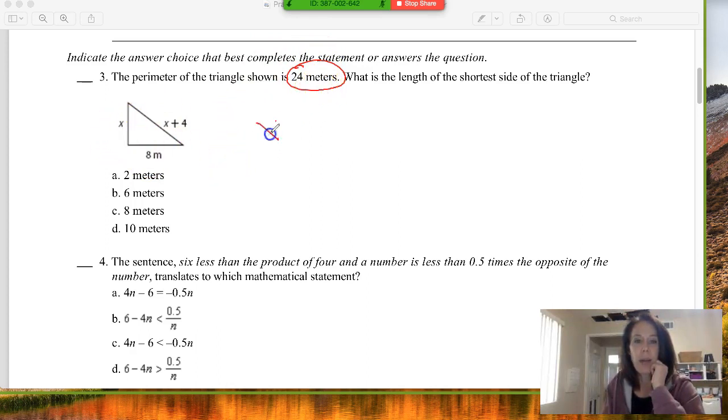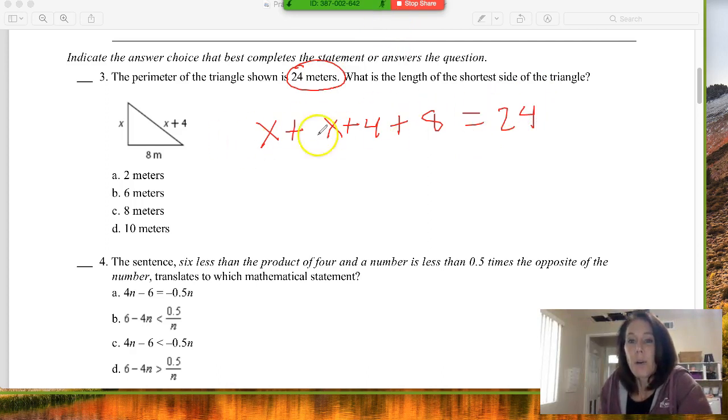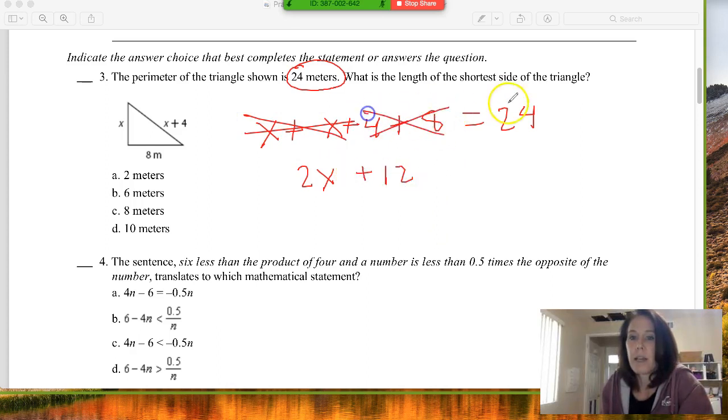So I'm going to go ahead and go x plus this side, x plus 4, plus this side, 8, is going to be 24. And I dropped the meters just for now. Now go ahead and solve for x. So x plus x, that's 2 x's. Combine your like terms on one side of the equation first. I have 2 x's, and then 4 plus 8 is 12. And that equals 24. Now I'd like to isolate the x, so first peel off the plus or minus.